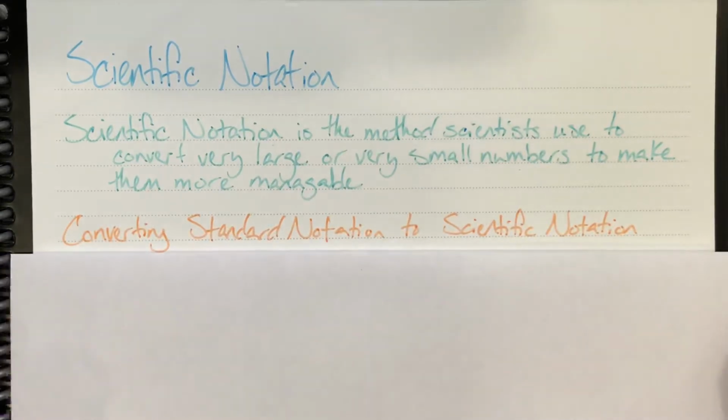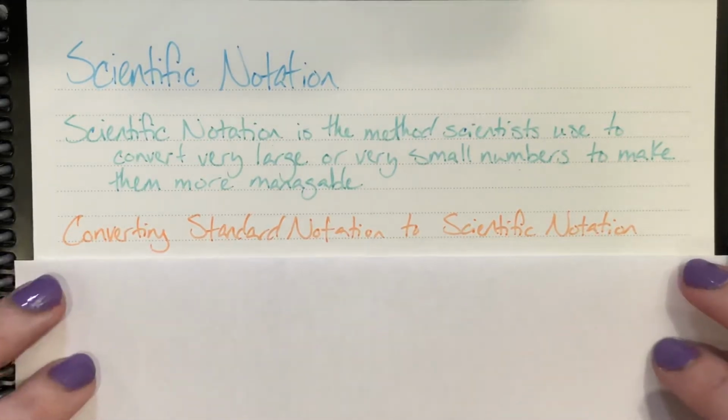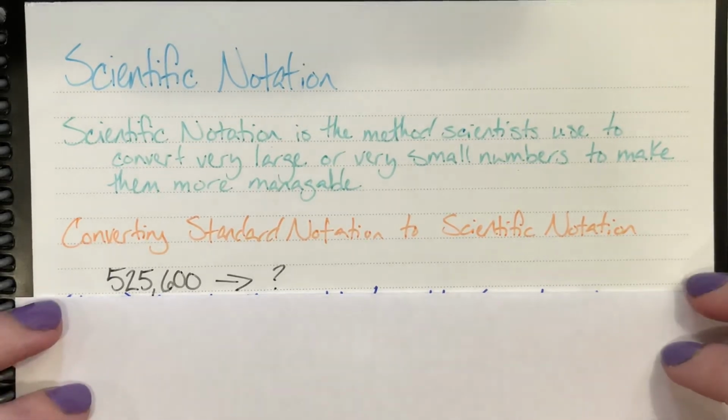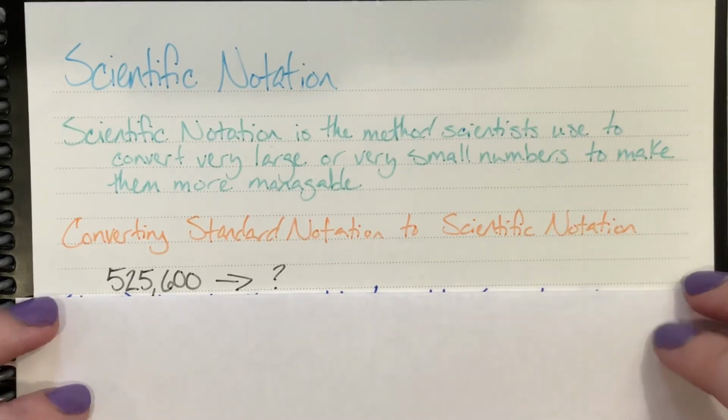First thing we're going to do is convert standard notation into scientific notation. So standard notation is just what you're used to numbers looking like. So here we have 525,600, and we are going to be taking it and converting it into scientific notation.